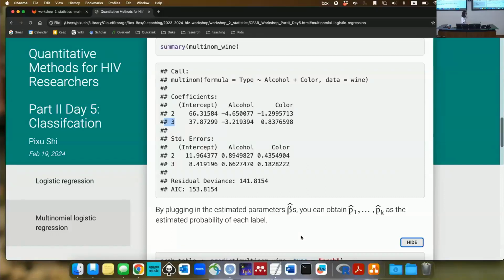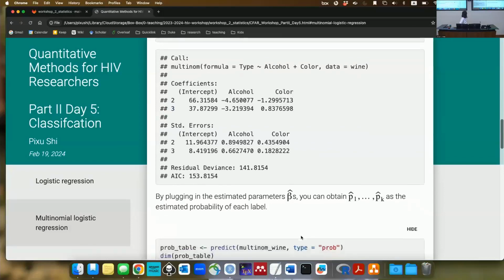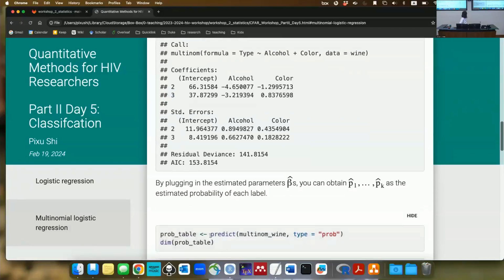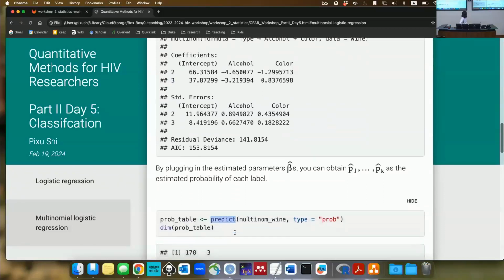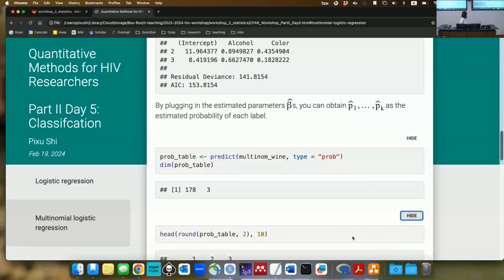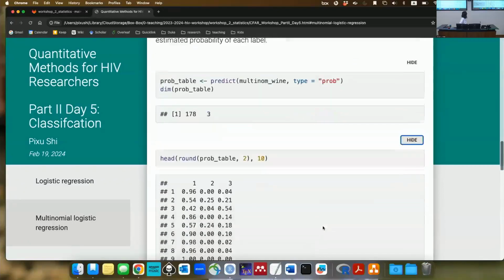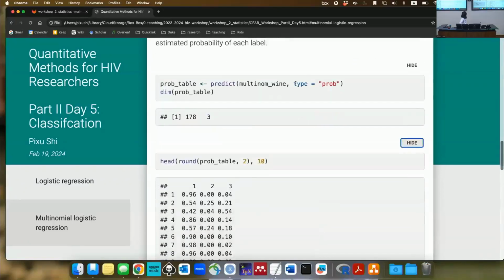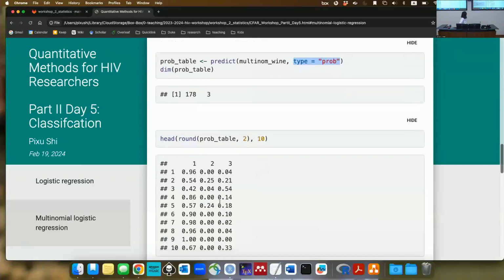If I have these characteristics of the line, which type of line should I classify it into? For that task, you can use the predict function again. And there are two ways to do the prediction. One is to obtain the probability, and one is to obtain the label. By default, this option will give you the probability. I'm just rounding the number so it's easier for your eyes.